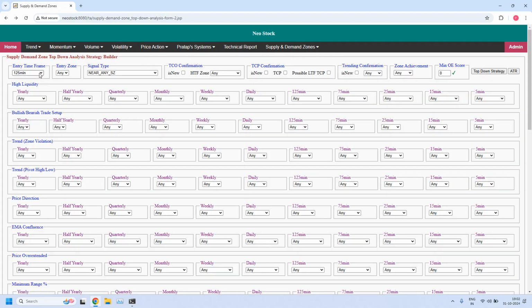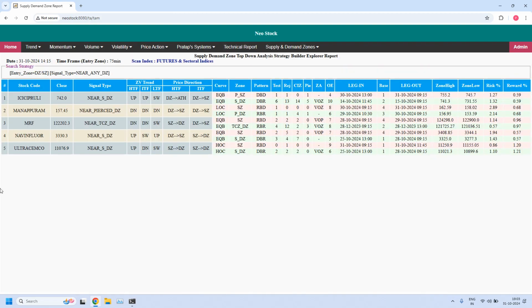Okay, the next time frame is 75 minutes. Entry time frame 75 minutes. Let's find the stocks near 75 minutes demand zone. 5 stocks are filtered. Let's identify high liquidity zones, and this can't be used. It is a pierced zone, invalid zone. And Navin Fluorine, and then Ultratech Cement. These two stocks are having 75 minutes high liquidity demand zones, first one and second one.